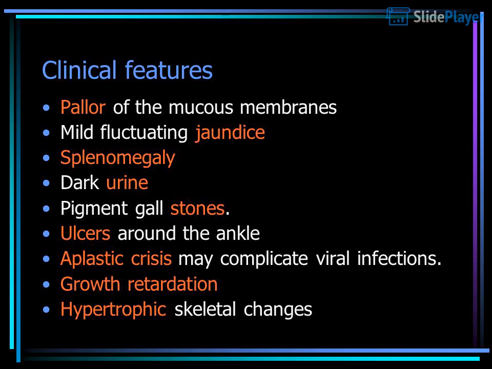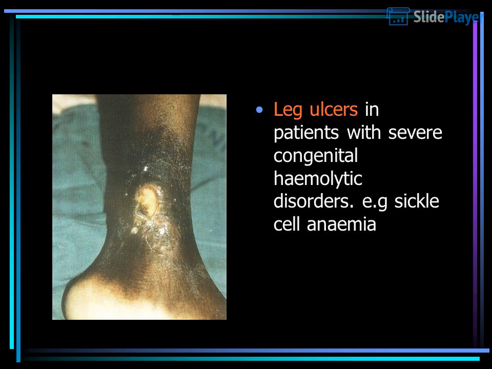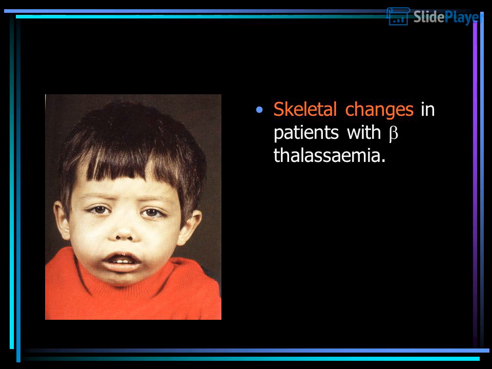Aplastic crisis may complicate viral infections. Growth retardation. Hypertrophic skeletal changes. Leg ulcers in patients with severe congenital hemolytic disorders, e.g. sickle cell anemia. Skeletal changes in patients with beta thalassemia.